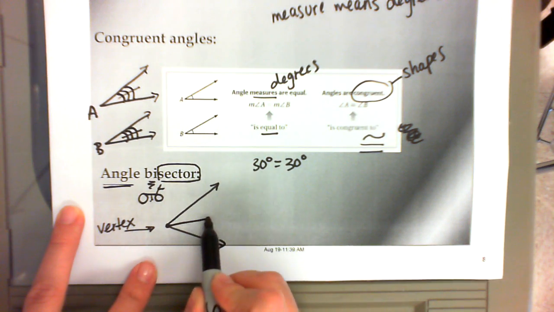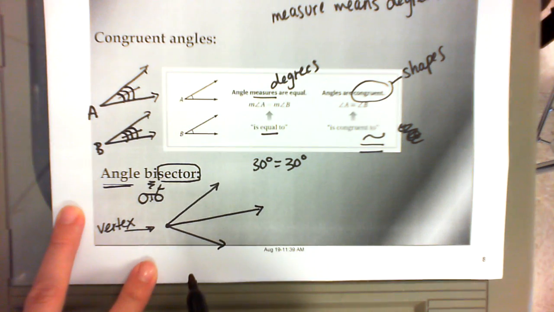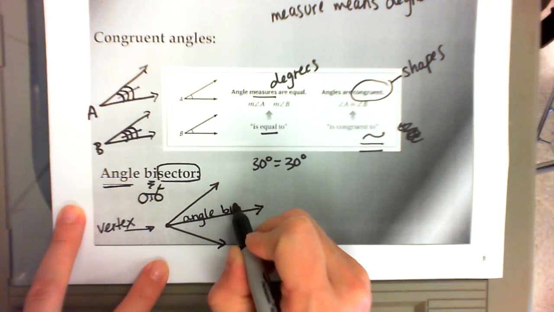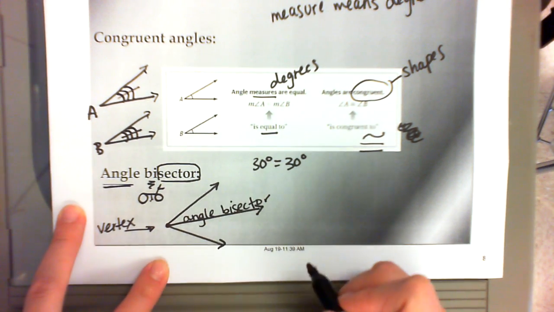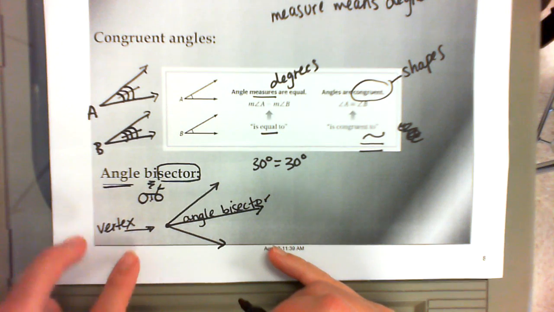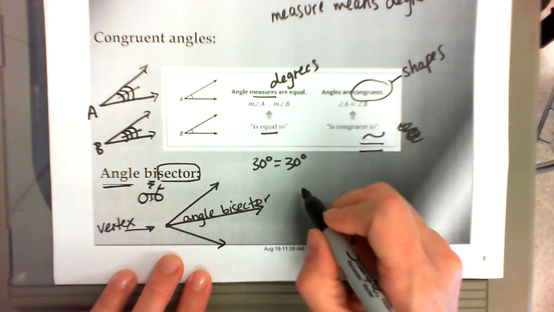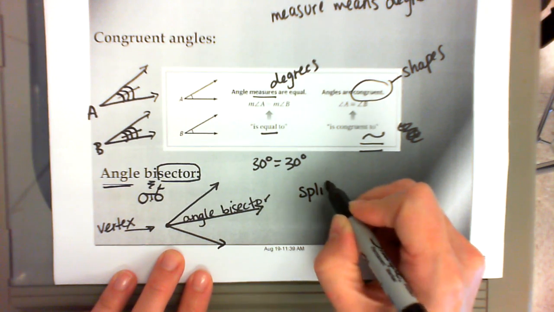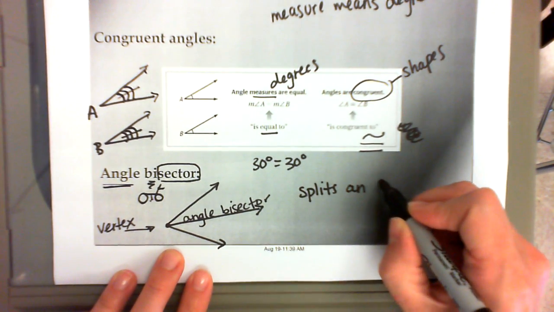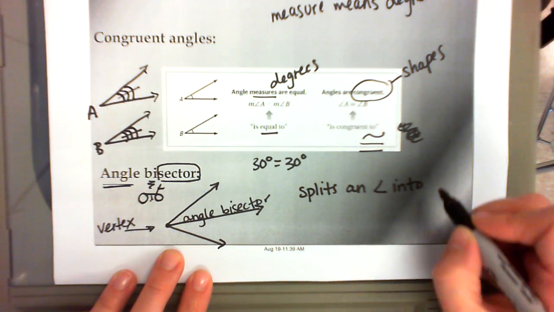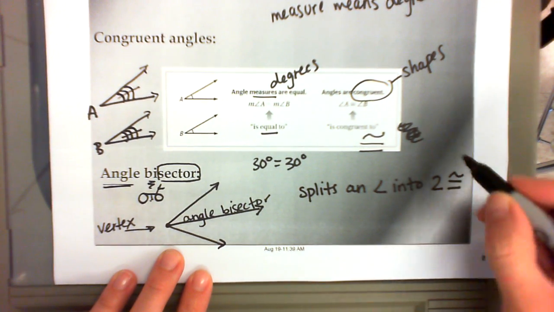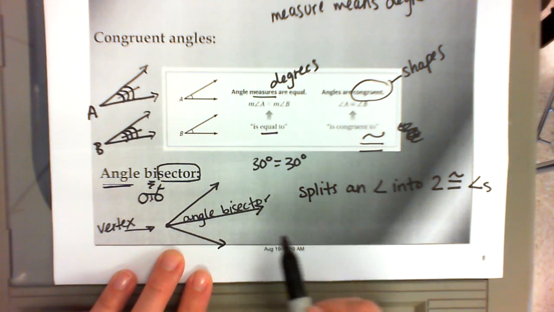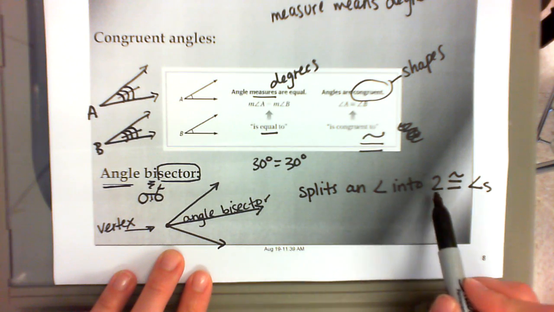So I'm going to cut it with a ray. It could also be a line. This is my angle bisector. Okay, lots of times we're going to see an angle bisector that is another ray. An angle bisector splits an angle into two congruent, using that congruent symbol, congruent angles. So an angle bisector splits an angle into two congruent angles.